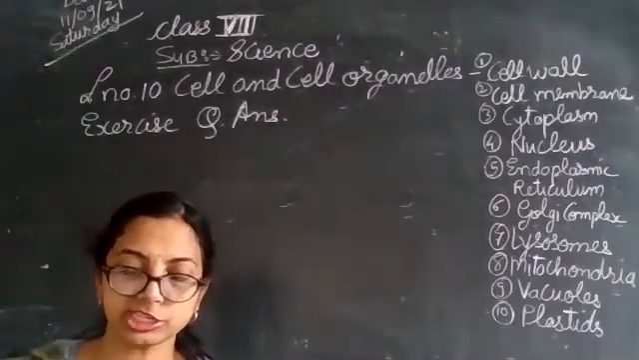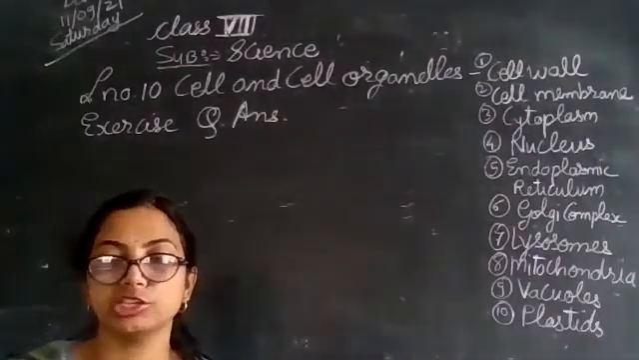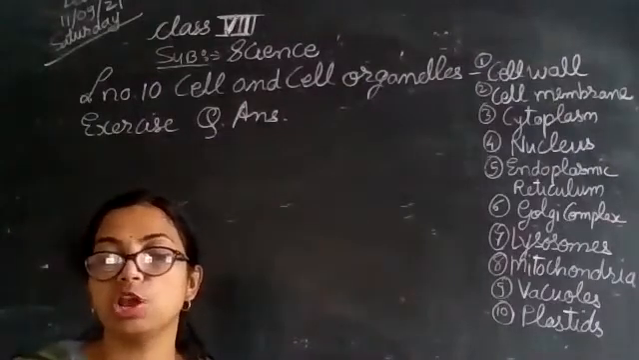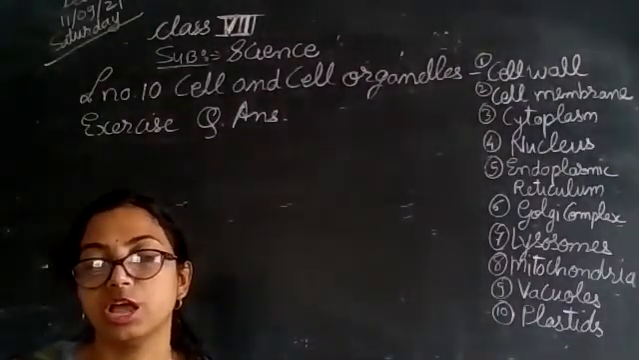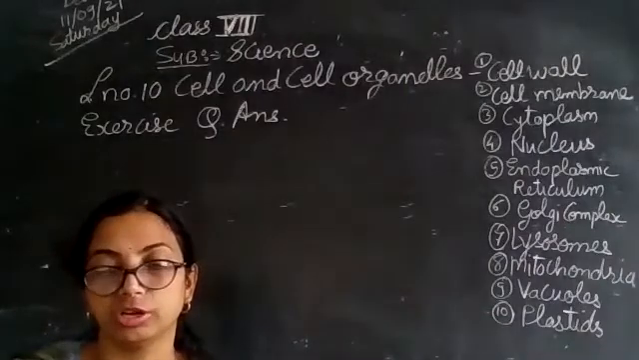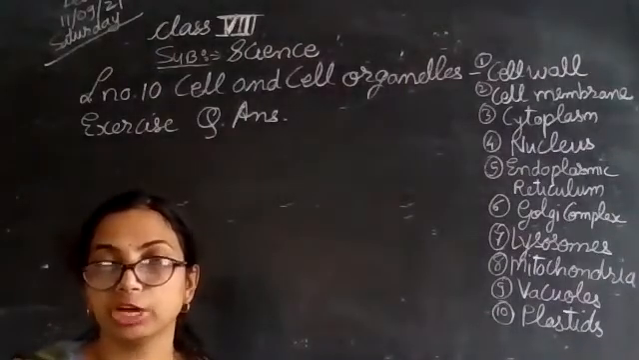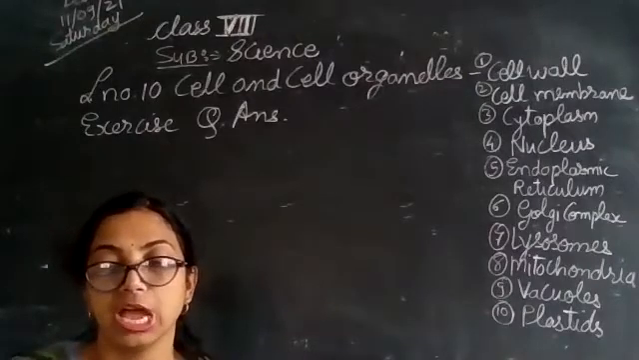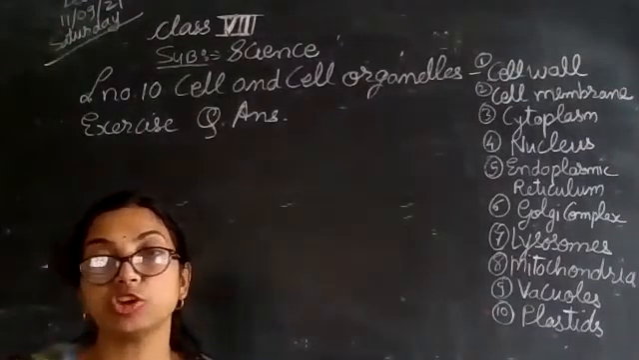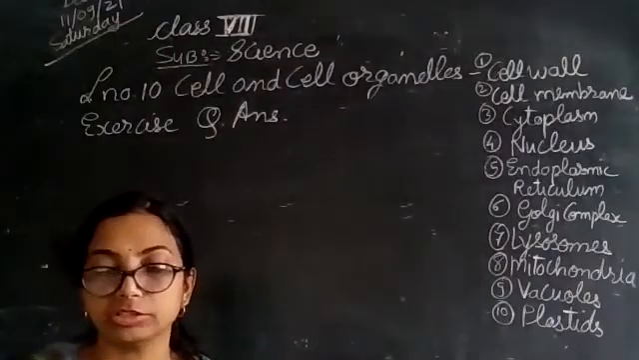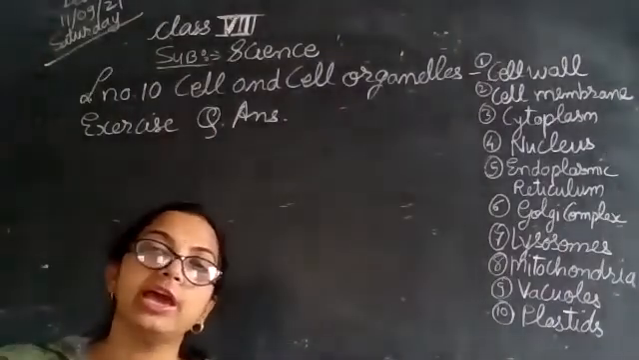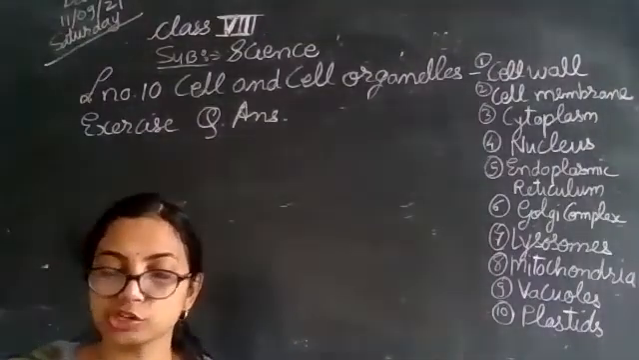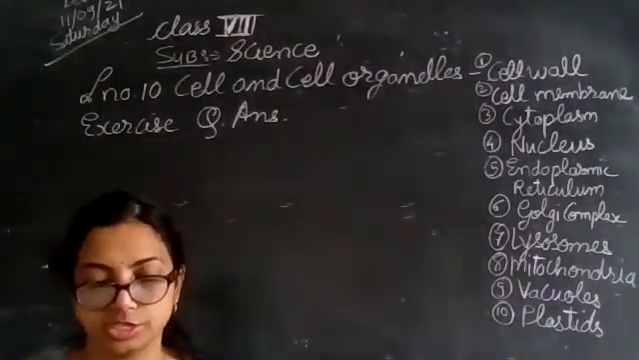Okay. The next cell organelle is your nucleus, a very important one. It controls all metabolic activities of the cell and also the cell division. It is helping because chromosomes are present in the nucleus only. And it is involved in transmission of hereditary characters from parent to their offspring. So these are the two functions of nucleus.